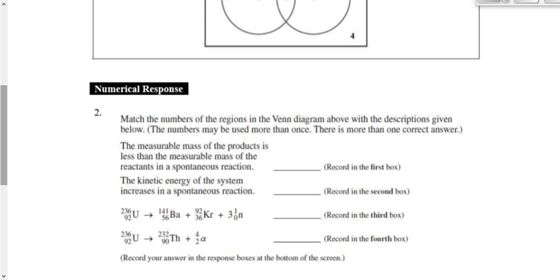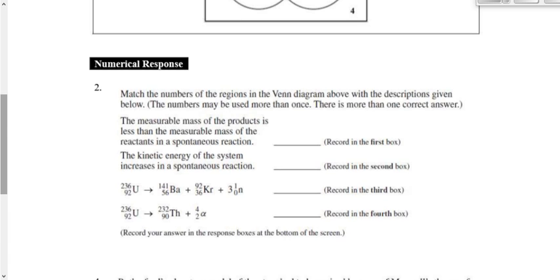Zane, is the mass of the reaction fission less, fusion less, both, or neither? Fusion is correct, and fission is correct. So that would be both of them, right? That would mean that we'd fill in the number 3 right there. Does that make sense, guys? How to fill that one in?